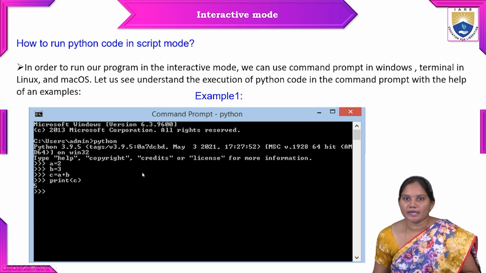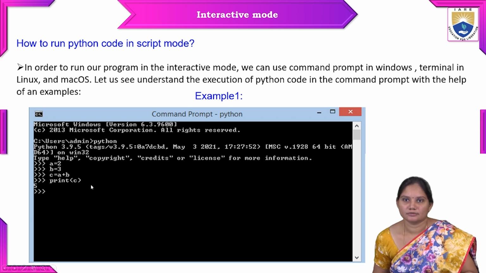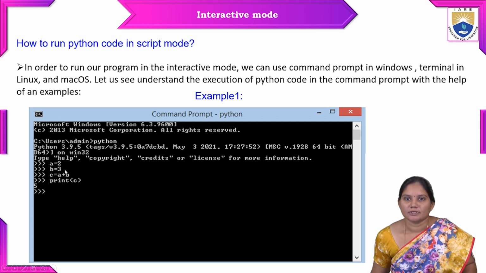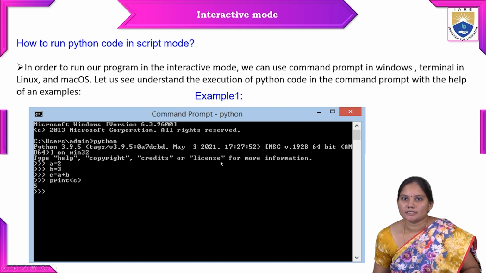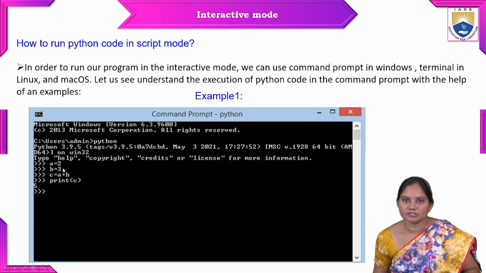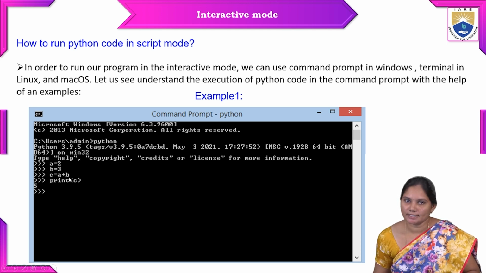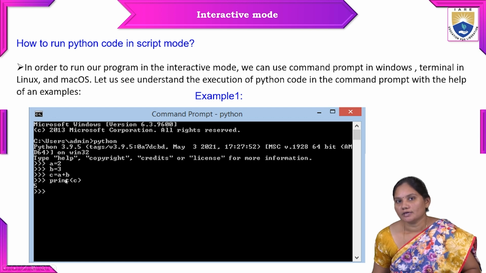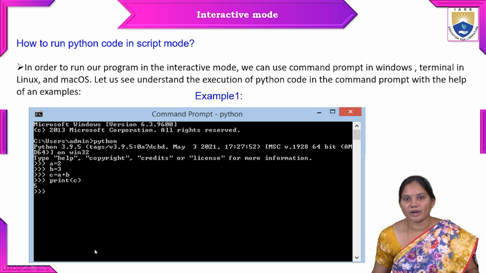Here I will explain one simple program. This is the command prompt. In this screen, a equal to 2, that means a is initialized with 2, b equal to 3, c equal to a plus b. Here is the addition of two variables, and finally we get the output 5. Okay, I will show it practically.